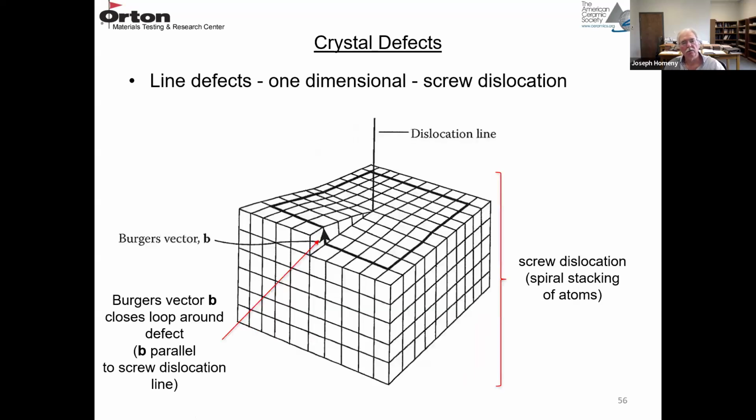And then the other type of one-dimensional line defect is a screw dislocation. Here's your dislocation line. And the screw dislocation is basically a spiral stacking of the atoms. Here's your Burgers vector b. So this dislocation moves around this dislocation line. And now b, the Burgers vector, is parallel to the dislocation line, whereas in an edge dislocation, it was perpendicular.